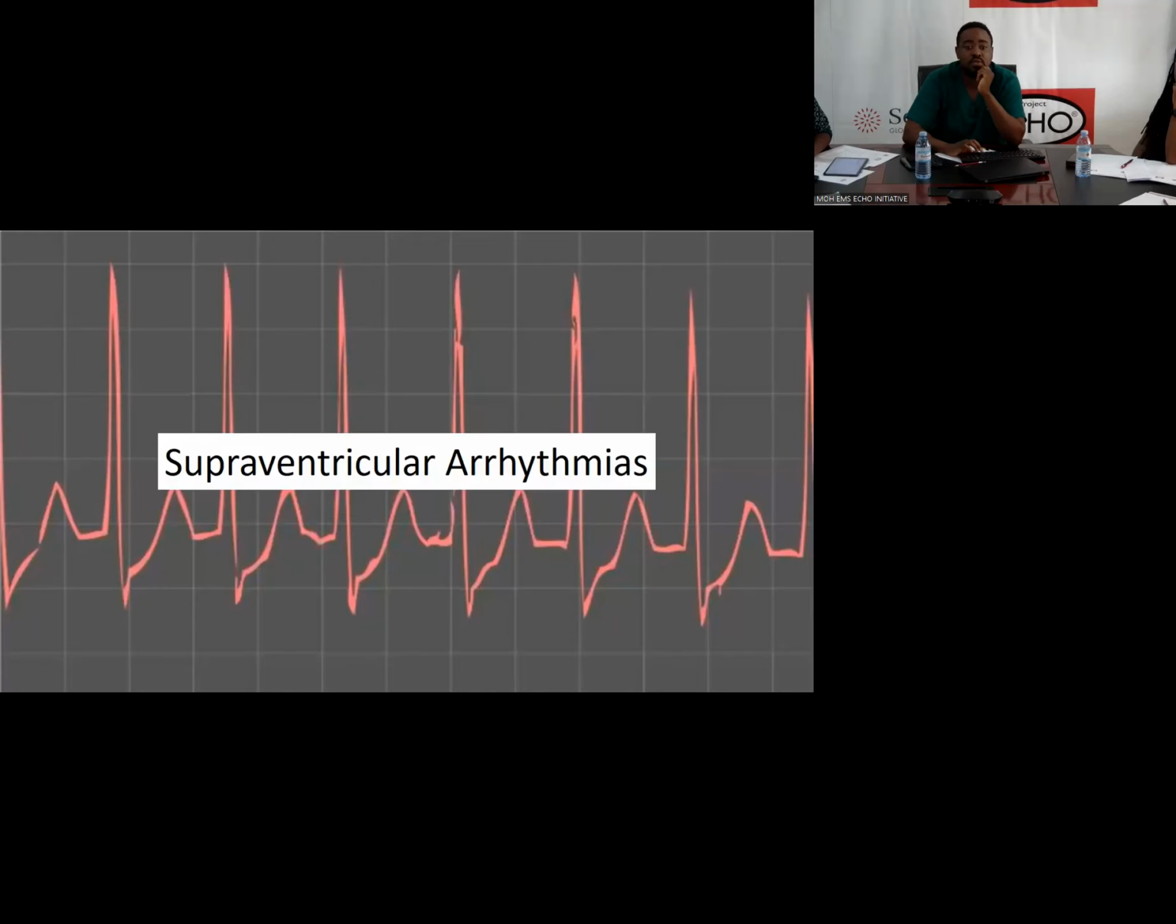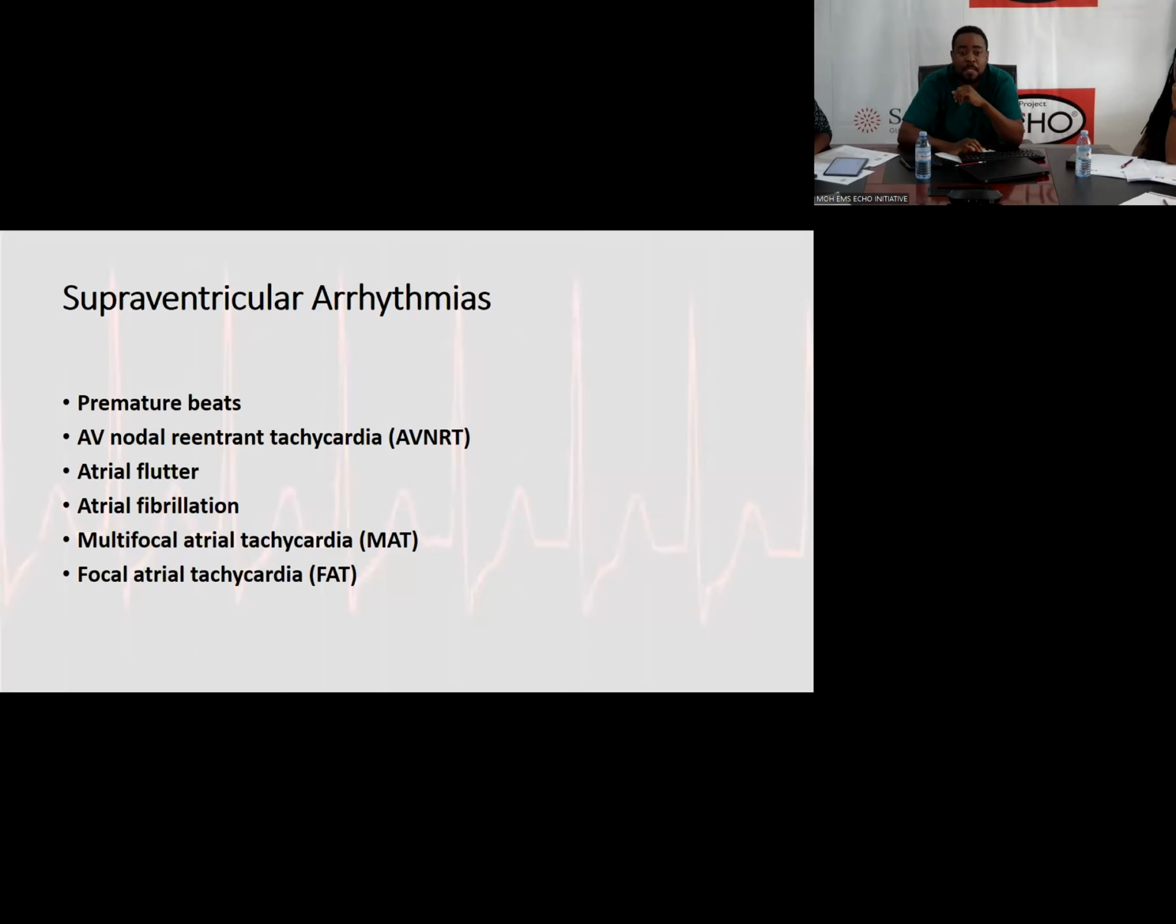So let's go to what the gist of the discussion is. Like I said, we're going to talk about arrhythmias arising from the ventricles and arrhythmias arising from above the ventricles. Those arising above the ventricles are the supraventricular tachycardias or arrhythmias, and those arising from within the ventricles are the ventricular arrhythmias.